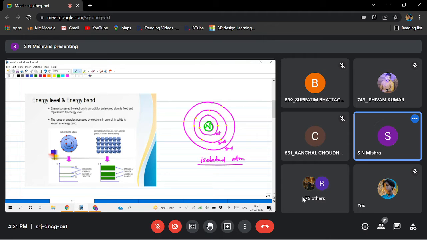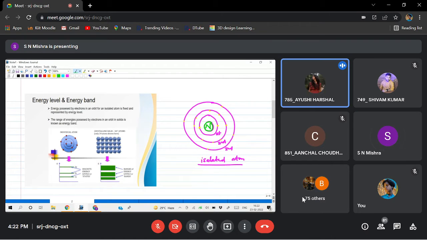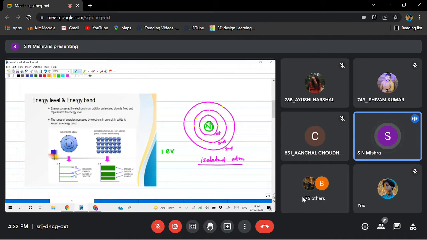Now, let me check the first orbital energy. In general, what is the unit of energy we have been using until now? Joule. But here we'll take another unit, which is called the electron volt. In electronics we do not use joule as the unit of energy, we use the electron volt. That means if I move an electron in a 1 volt potential field, the energy gained by this electron is called an electron volt, and this is the generalized unit of energy in electronics. Mostly we'll use electron volt, not joule.